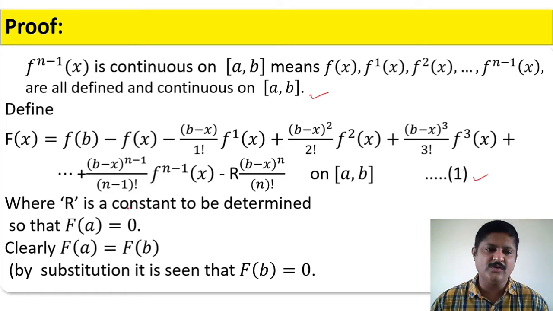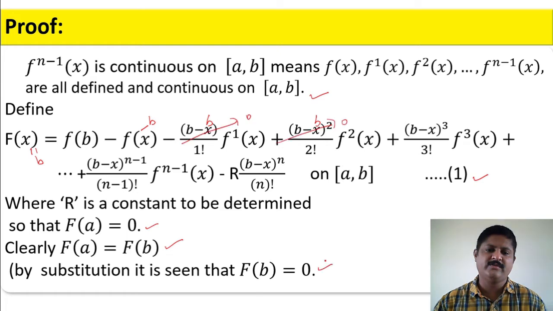a equals to 0. Clearly F of a equals to F of b, because if you put x equals to b in the given equation, we get F of b is also equal to 0. Put x equals to b here: f of b minus f of b, these two get cancelled, minus (b minus b), which is nothing but 0, 0 into f dash of x is 0, b minus again b equals 0 square by 2 factorial into f2 of x, which is equal to 0. Like that, capital F of b equals to 0.